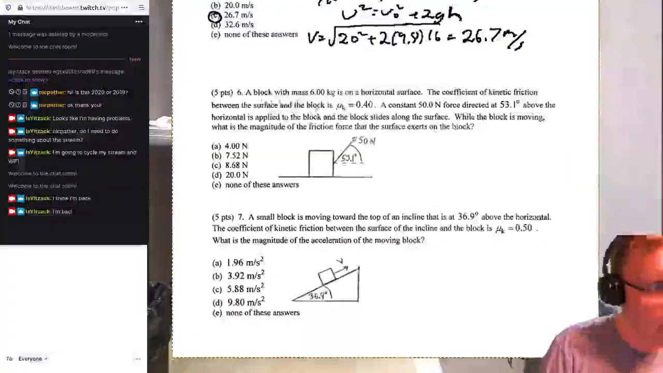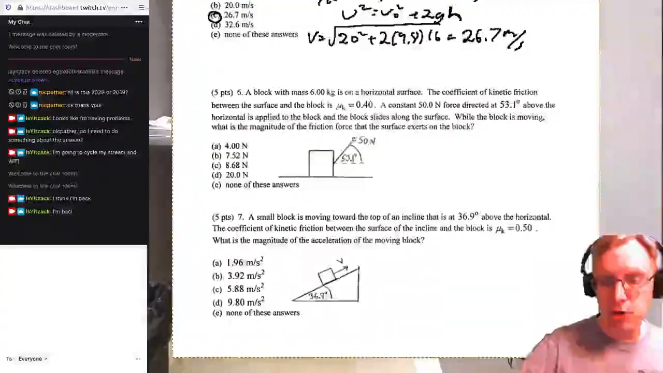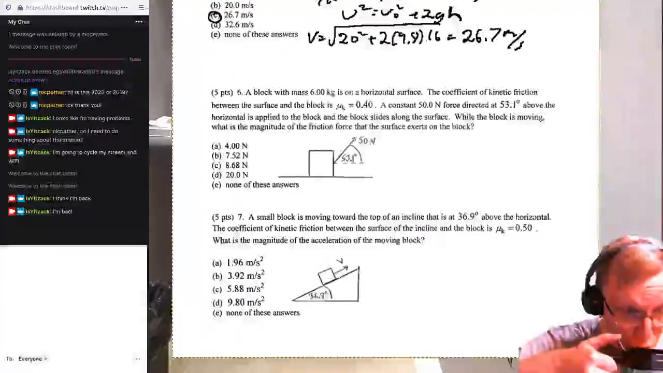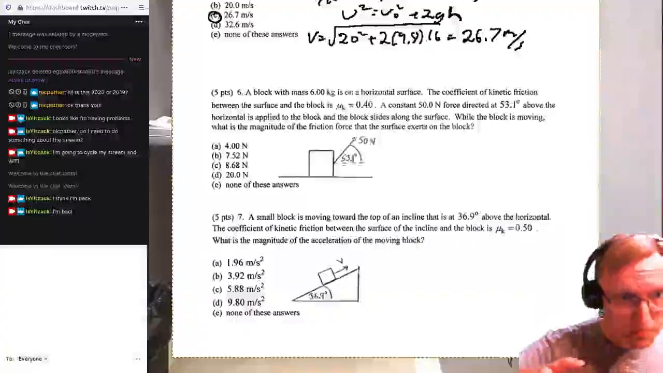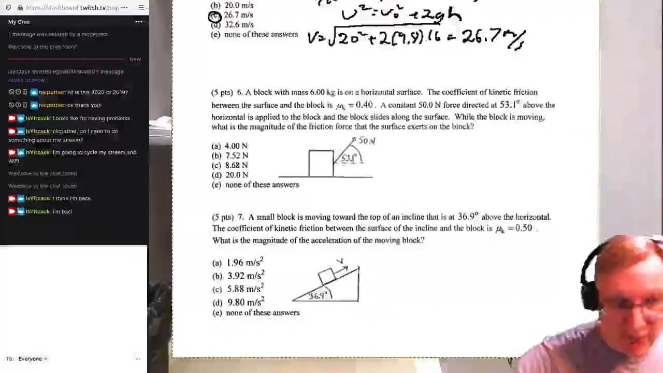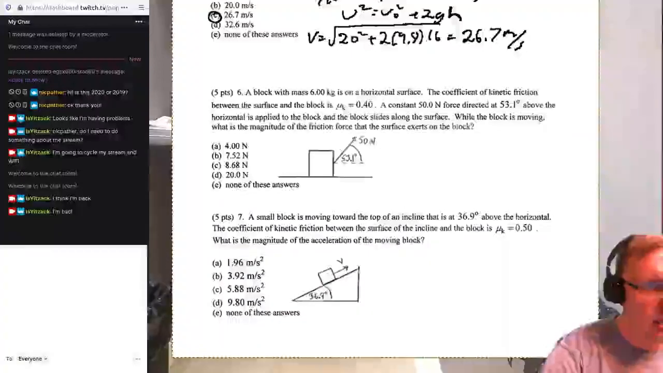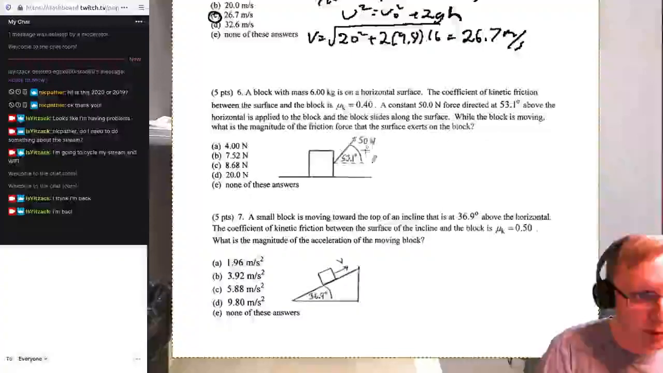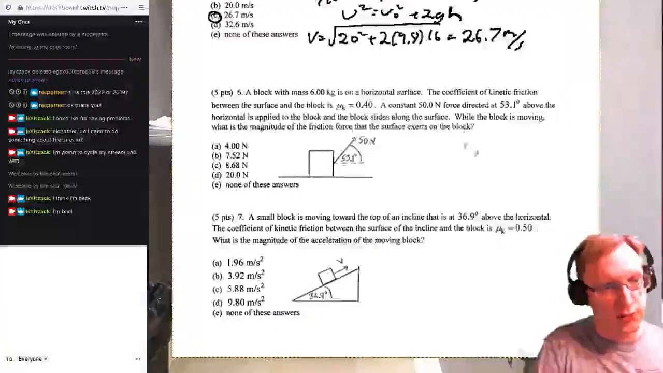Next problem. A block with a mass of 6 kilos is on a horizontal surface. Coefficient of kinetic friction is 0.4. A constant force of 50 newtons, directed at 53.1 degrees above the horizontal, is applied to the block. The block slides on the surface. While the block is moving, what is the magnitude of friction that the surface exerts on the block?